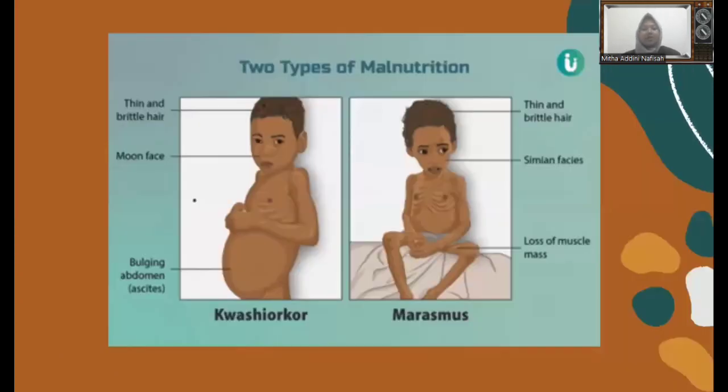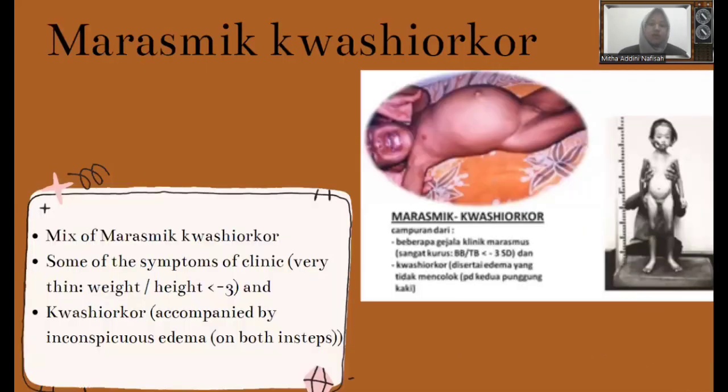And then this is a picture about malnutrition. On the right is marasmus and on the left is kwashiorkor. In kwashiorkor, you can see the moon face, and the bulging abdomen is ascites. For marasmus, there is a simian face and loss of muscle mass. Next is marasmic kwashiorkor, a mix of marasmus and kwashiorkor. Some of the symptoms are very thin body with white hair, weight under -3 SD, and kwashiorkor accompanied by inconspicuous edema.